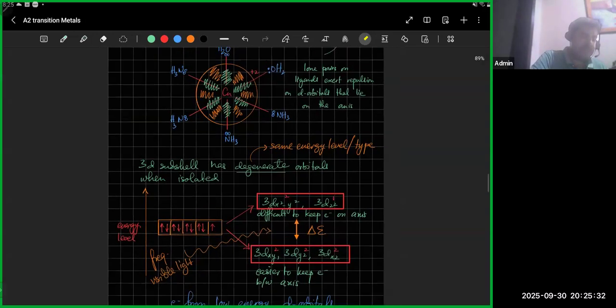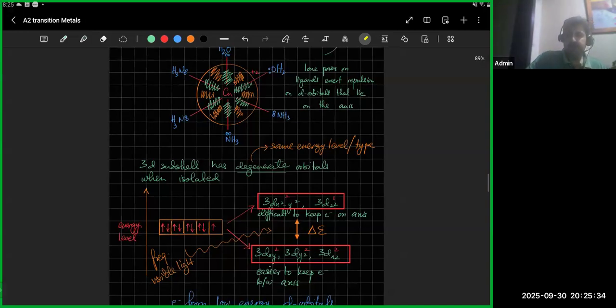And why do different ligands have different colors? The reason for that is that different ligands will have a different repulsion. I mean, their lone pairs are different and they will exert a different repulsion. So this energy gap that is going to be created is going to be different. And if that energy gap is different, a different frequency is going to be absorbed.